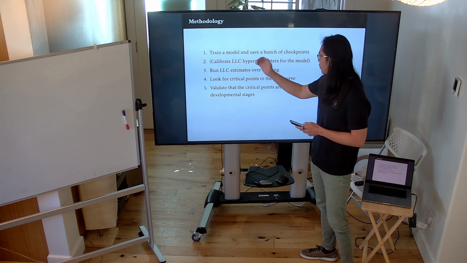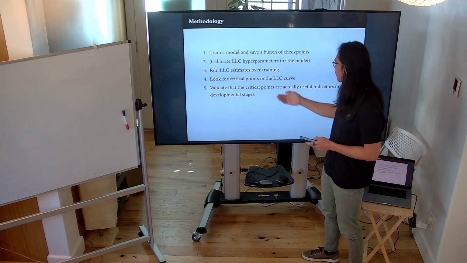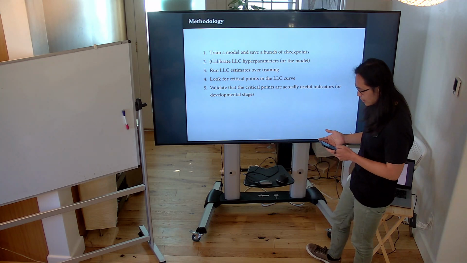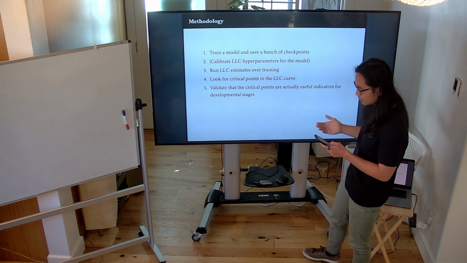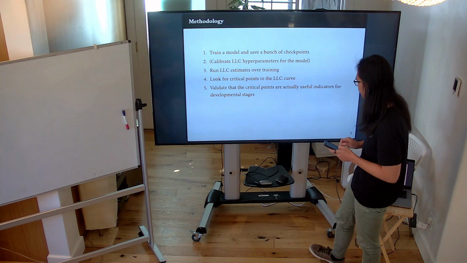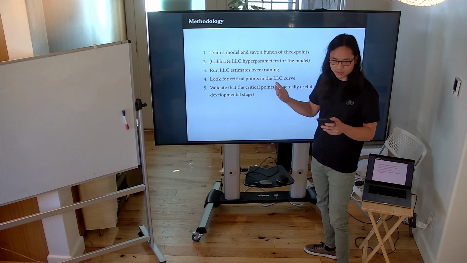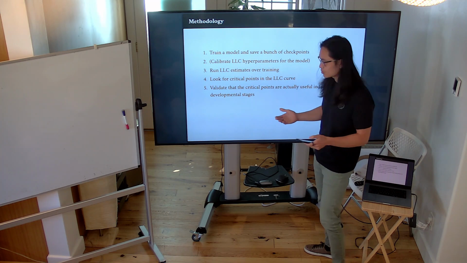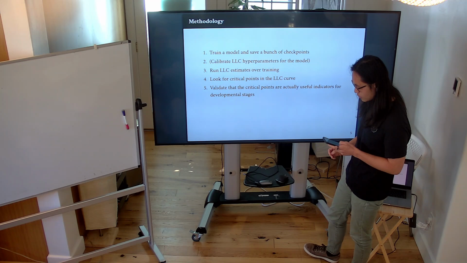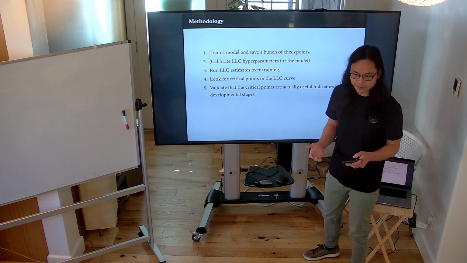And then you run your LLC estimates over training, you get this curve of LLC estimates, and then you look for critical points on this curve. Intuitively, we might think of this as indicating that the model is saturating on some internal structure or behavior or learned information. And then finally, since our work is largely about validating that this works at all, we look at some other metrics in order to check that these critical points actually correspond with meaningful boundaries of developmental stages.